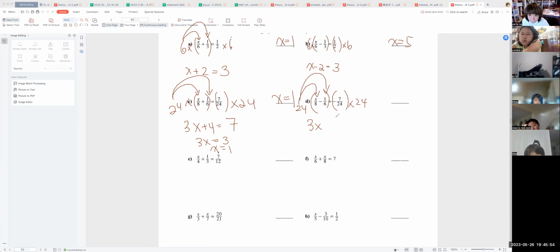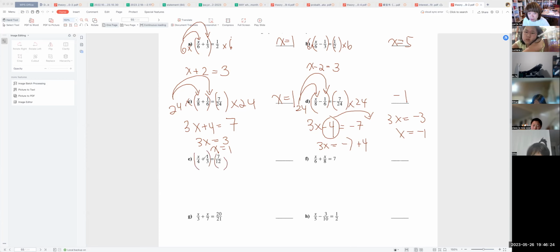4. Very good. So it's negative 4, okay? So equals negative 7 over 24 times 24 equals what? Negative 7, okay? So 4 over there will be 3x equals negative 7 plus 4. So 3x equals negative 3. So x equals negative 1. Get it, everybody? So when you see those questions, Luciana, can you tell me which number you're going to times both left side and right side?